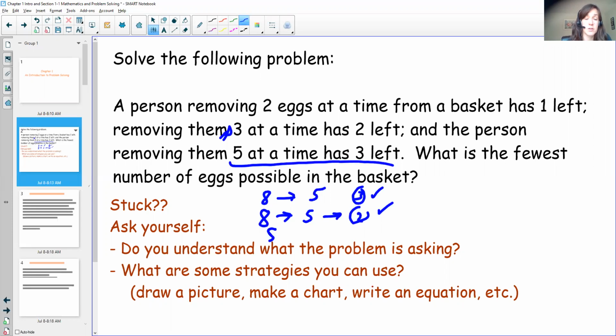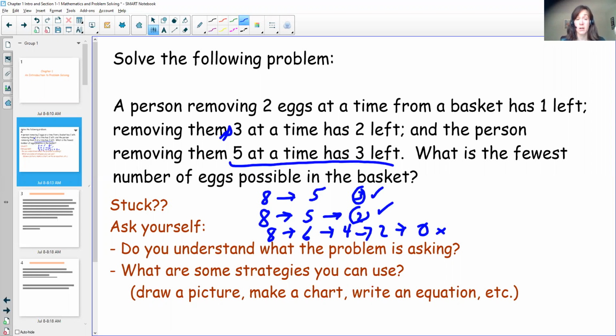Now let's do the last one. I take out 2 eggs at a time from the basket, and I'm going to have 1 left. Take out 2, I get 6. Take out 2, I get 4. Take out 2, I get 2. Take out 2, I got none. Boo, that's not going to work. But I did actually learn something here, so pause and think for a second.